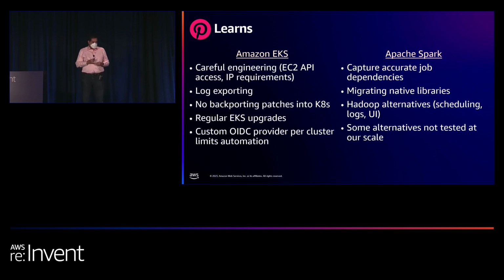Some of the learns for us has been, deploying EKS comes with its own set of challenges, specifically networking and load on EC2 APIs. So we have had to work carefully with the AWS team to get around some of those things. Control plane logs, we'd like to find a better way of exporting those into the Pinterest infrastructure.